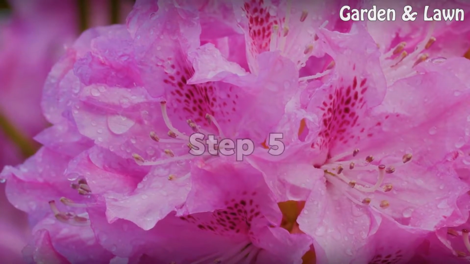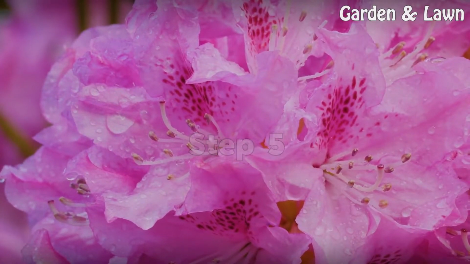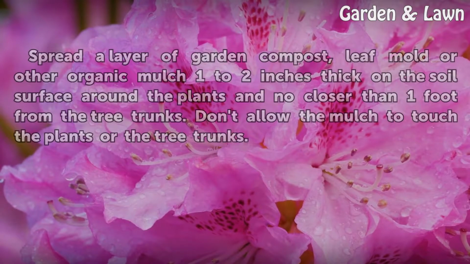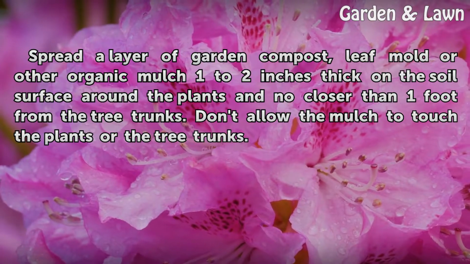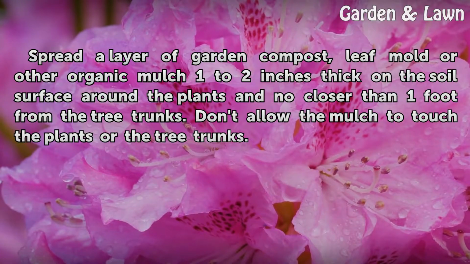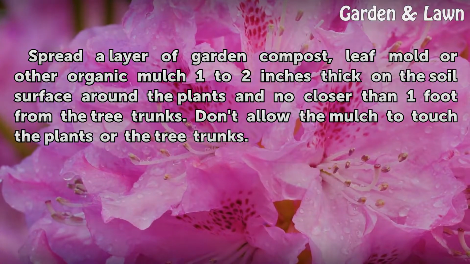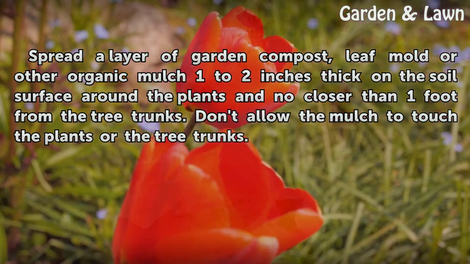Step 5. Spread a layer of garden compost, leaf mold or other organic mulch 1 to 2 inches thick on the soil surface around the plants and no closer than 1 foot from the tree trunks. Don't allow the mulch to touch the plants or the tree trunks.